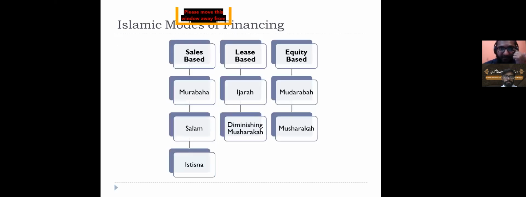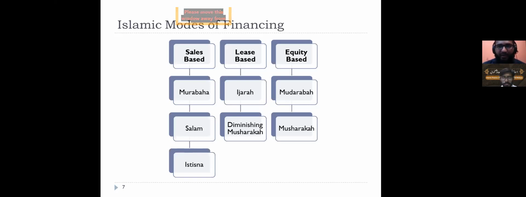Islamic finance. Now, if we briefly summarize the Islamic modes of financing, we can classify them under three heads: sale-based financing, lease-based financing, and equity-based financing. In equity-based financing, we have mudaraba and musharaka. The difference between the two is that in mudaraba, the capital comes only from rabul mal, the investing partner, whereas in musharaka, the capital could come from many partners. And in both equity financing contracts, the loss is shared based on the capital contribution ratio.